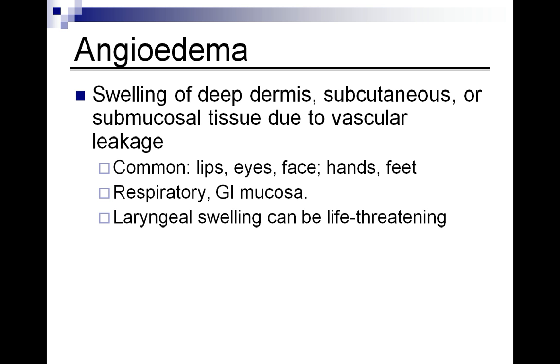So angioedema's definition is any swelling of the deep dermis or subcutaneous or submucosal tissue, typically due to vascular leakage. We commonly see angioedema in the lips or the eyes or the face, but it can also occur in hands or feet. It can actually occur in the GI tract as well, or in respiratory mucosa. And if there is angioedema of the larynx or the tongue, it can actually be life-threatening.